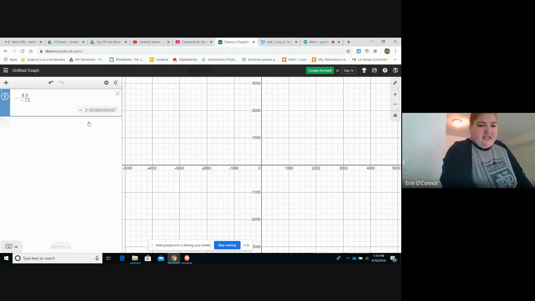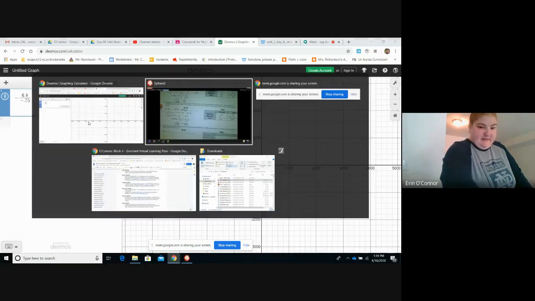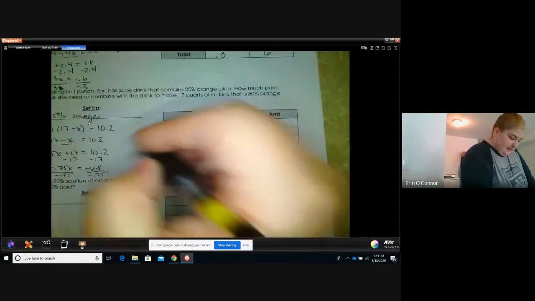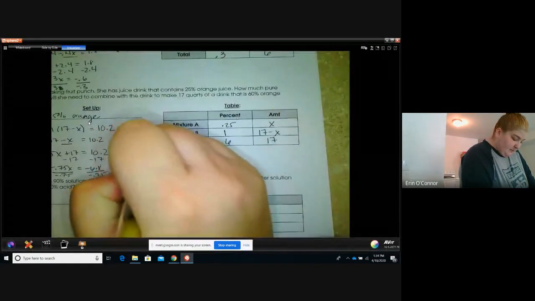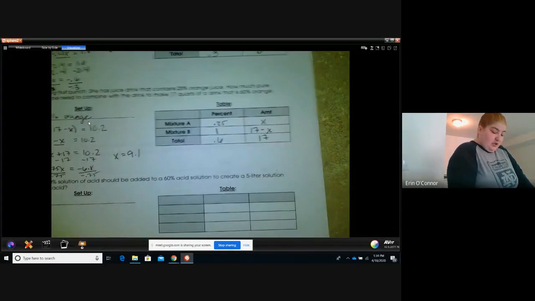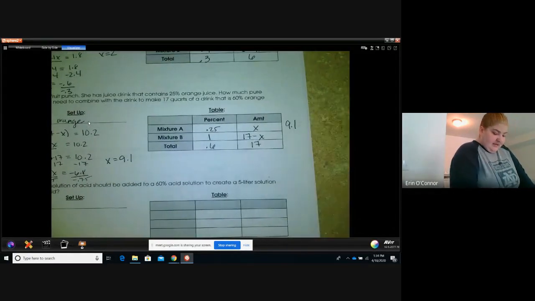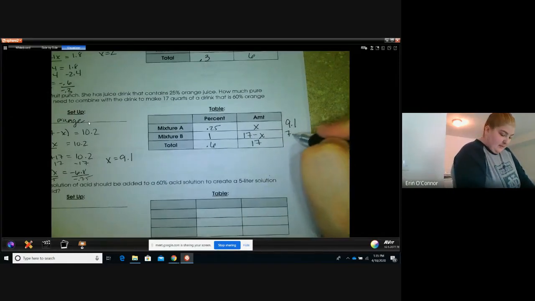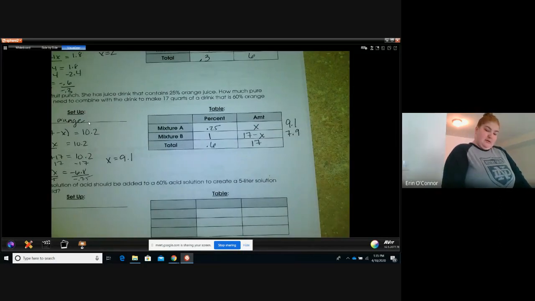And rounding to the nearest tenth right now is totally fine. So we're going to say x is equal to 9.1. And then we are going to put that in here. So 17 minus 9.1 is 7.9. So there you go. All right.